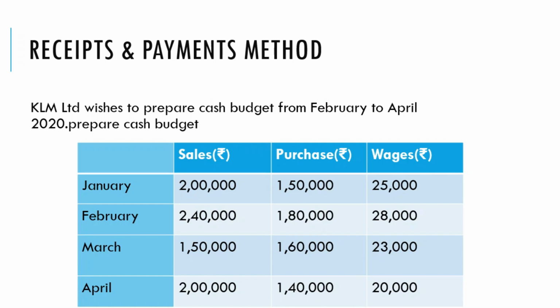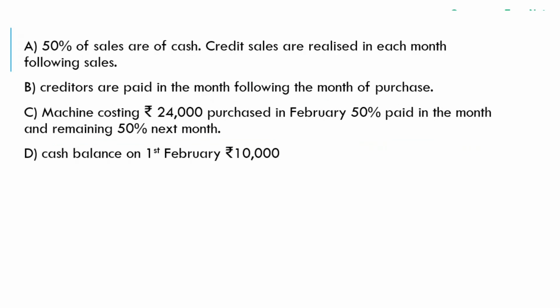KL Limited wishes to prepare a cash budget from February to April 2020. Prepare the cash budget; the following items are given for four months, January, February, March, April. Sales, purchases and wages are given in rupees. And the question says, 50% of sales are cash. Credit sales are realized in the month following sales.